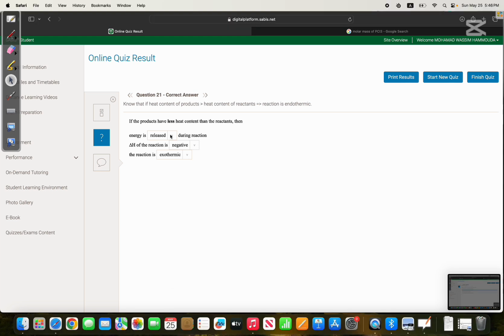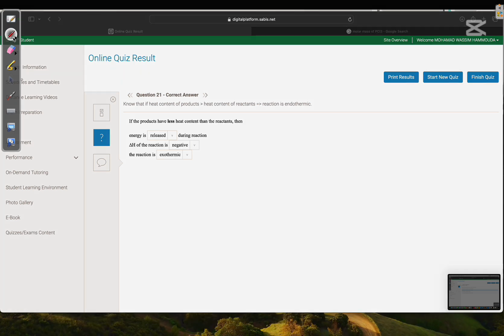Number 21. If the products have less heat content, as I explained earlier about exothermic, and endothermic, sorry, absorbs energy and the delta H is positive. So if it's exothermic, if the products have less heat content, energy is going to be released, the delta H is going to be negative, and the reaction is exothermic, and the graph will look like this. Sorry for the bad curve, but that's reactants, and here is products.